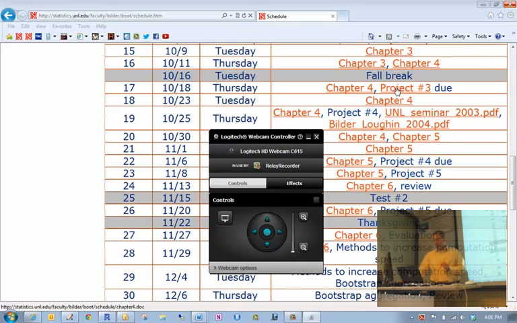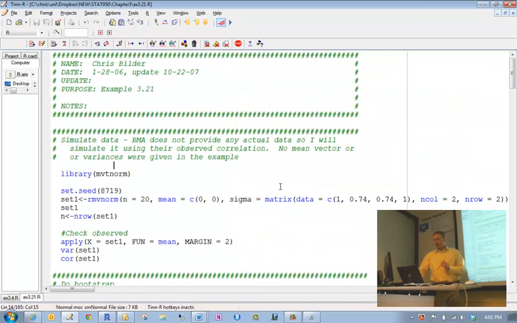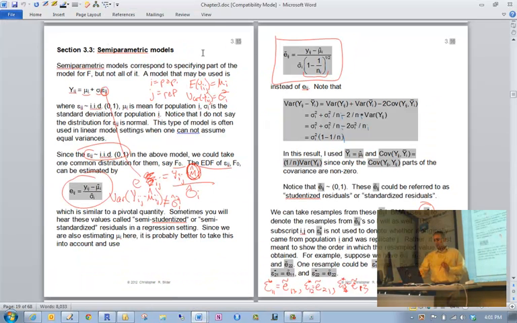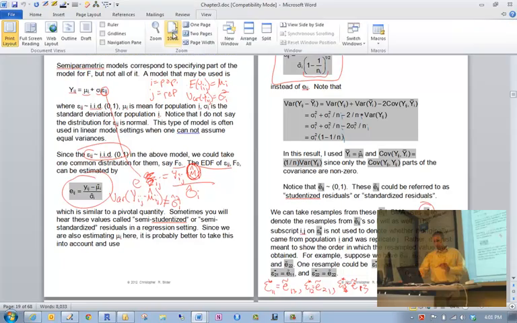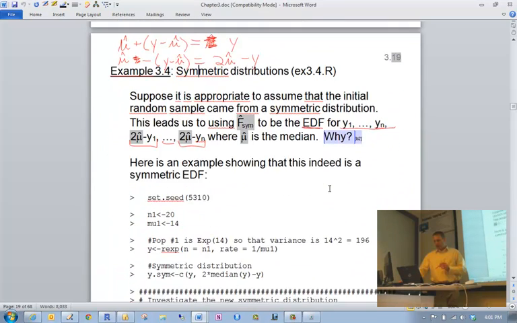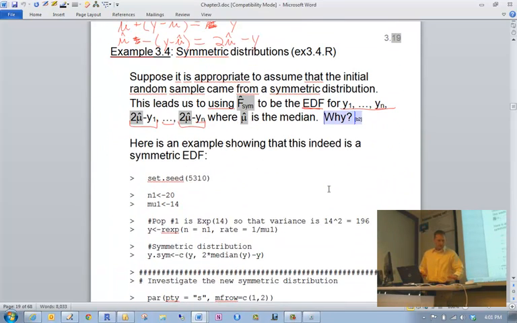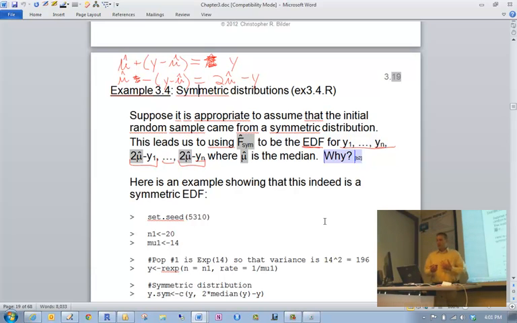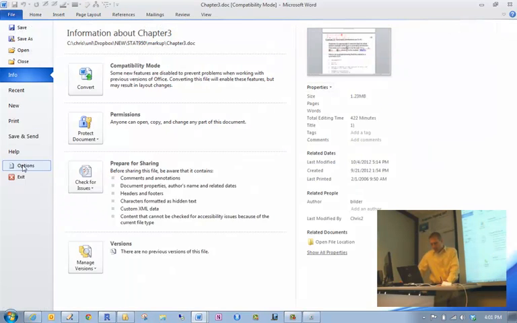Okay, we were talking about semi-parametric models and how the bootstrap can take advantage of the semi-parametric part of it. Specifically, we were looking at an example with symmetric distributions, where we have to induce symmetry into our EDF in order to take advantage of the symmetric property.